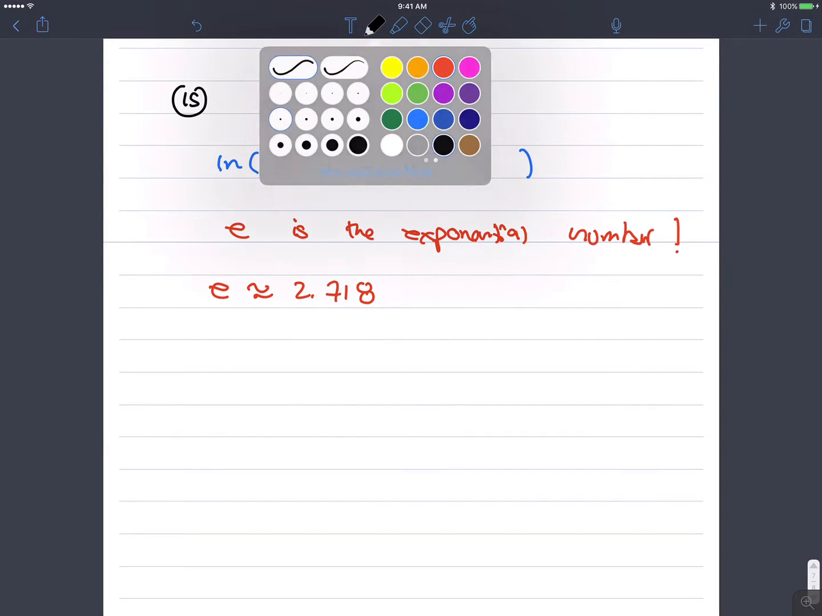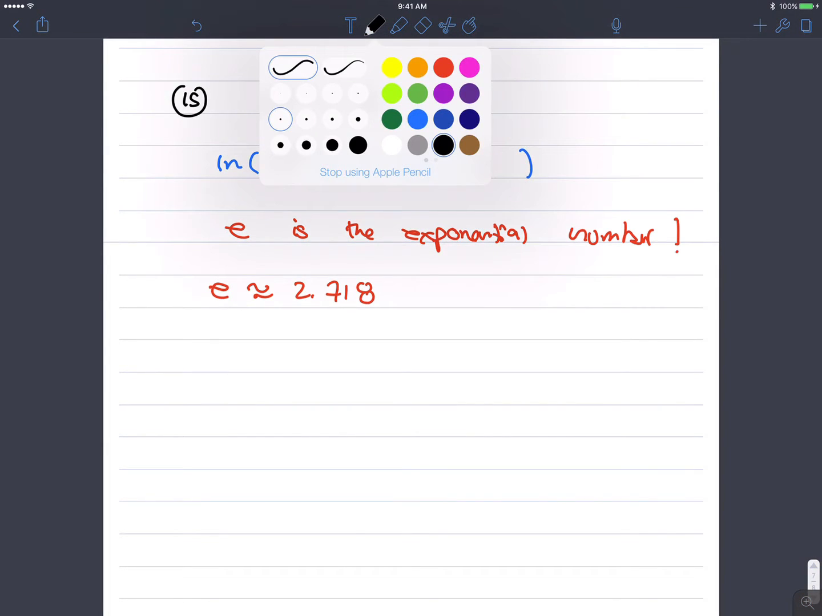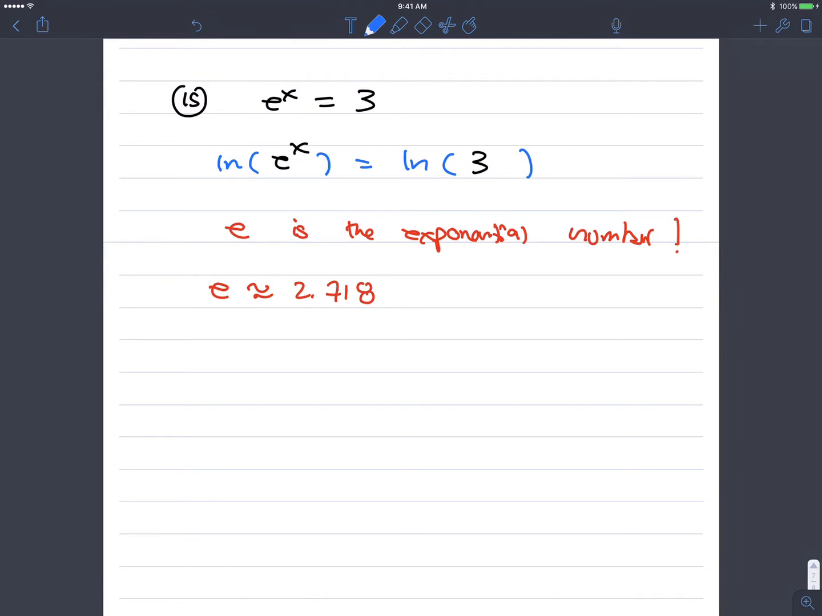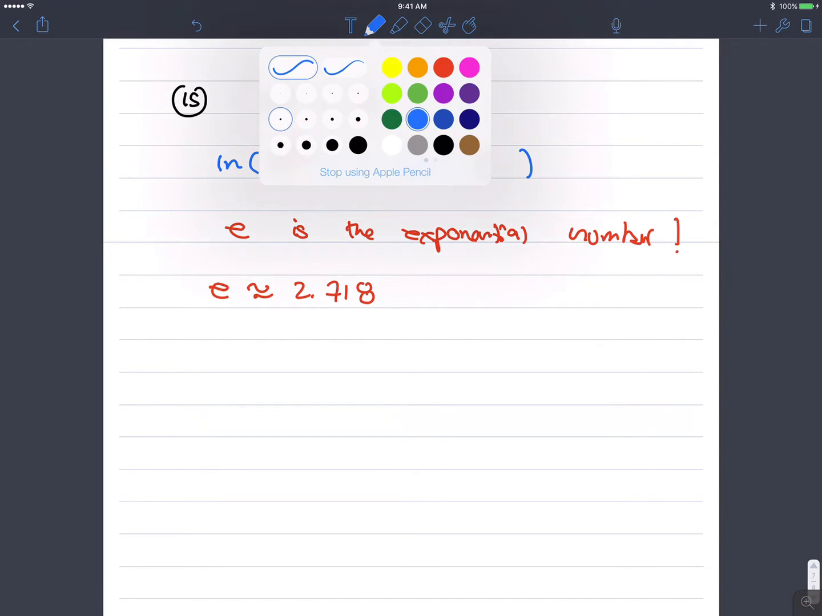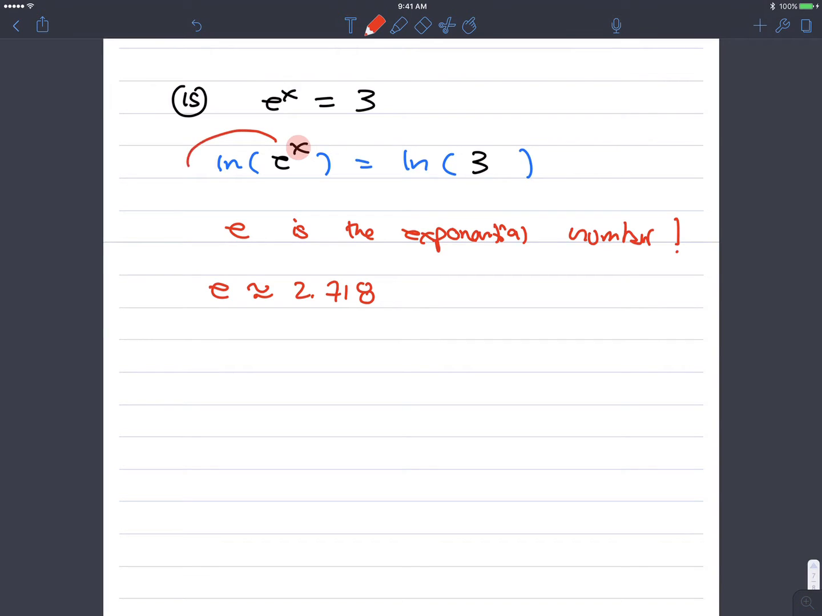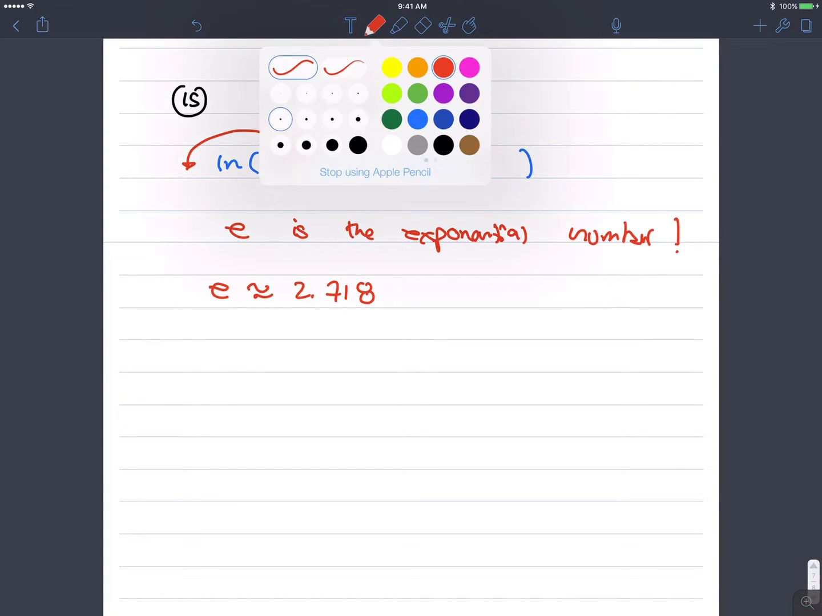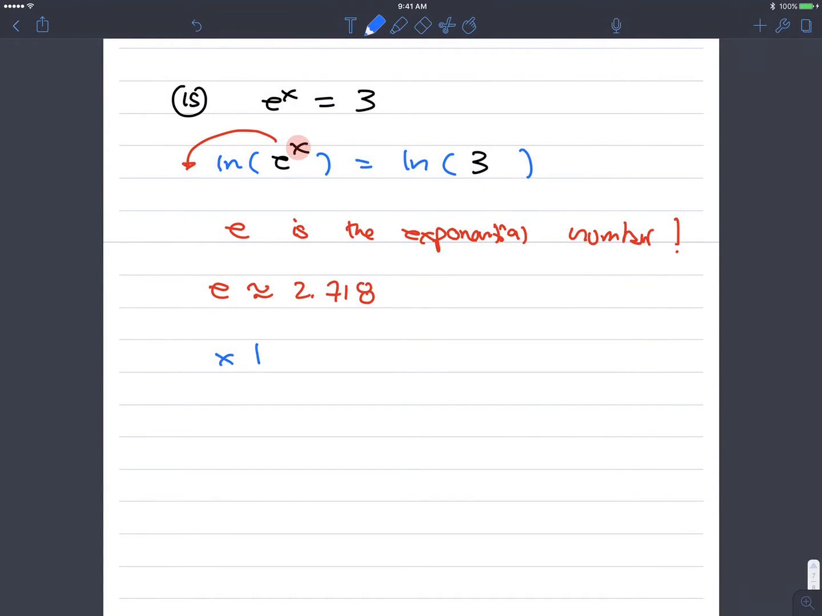And so when I take the natural log of both sides, let's take a look at this. Again, we're going to use that power rule. Power rule simply says I can pull out that x. Okay, pull it out. This is what we get. We get x natural log e equals the natural log of 3.